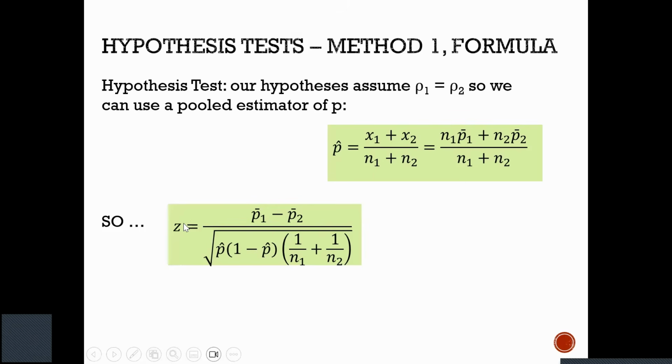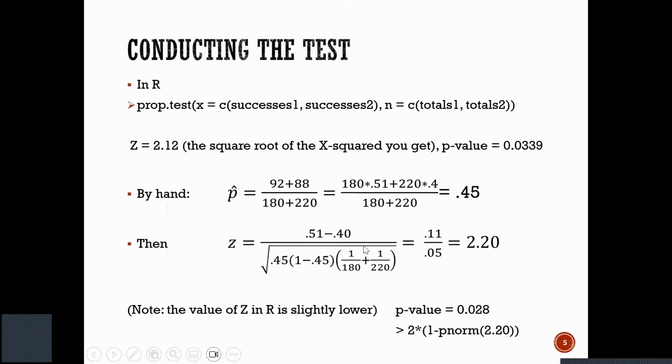And then we have z is the difference between the two proportions in the sample. So sample proportion 1 minus sample proportion 2, divided by the standard error, which is the square root of p hat times 1 minus p hat times 1 over n1 plus 1 over n2. Okay, these formulas are kind of long.